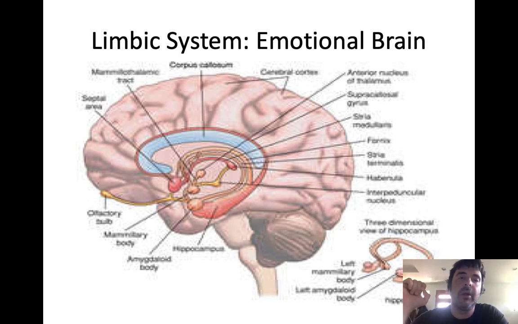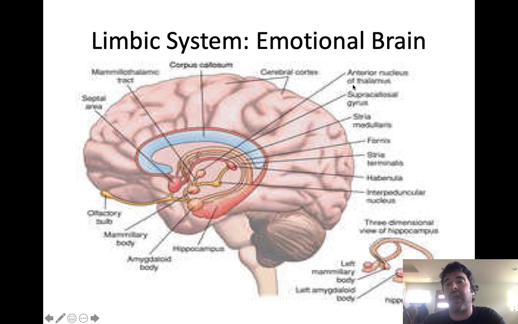The final set of brain structures we're going to talk about are associated with what are called the limbic system. We call them limbic system structures. The limbic system is what we think of as our emotional brain. Now, the limbic system isn't just one brain structure, it's a series of intercommunicating brain structures.